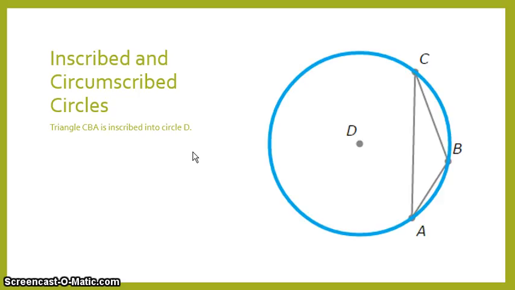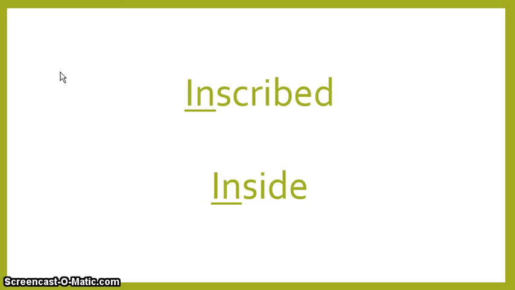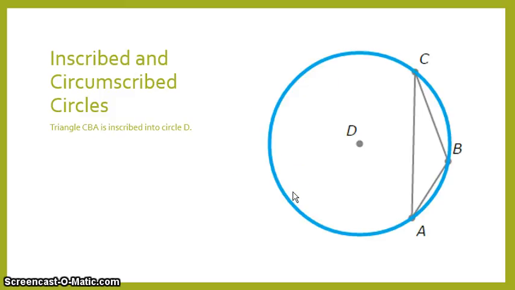There we go. Inscribed and circumscribed angles. Triangle CBA is inscribed in a circle D. And the reason for that being inscribed is because inscribed is basically inside. So that's what I used to remember. So it's always going to be inside, and it's always going to be using little points on the circumference here.